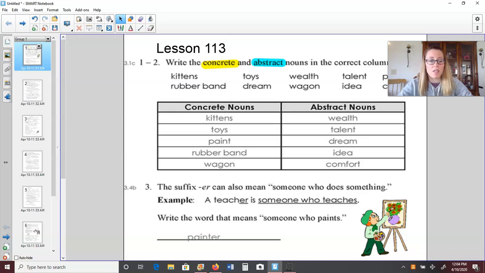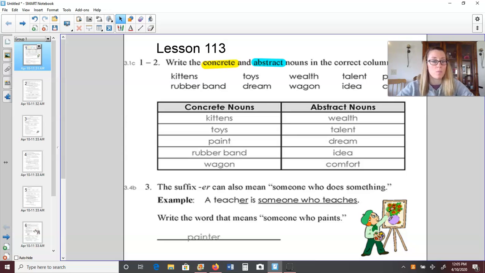So concrete nouns, once you have gone through and sorted them, the things that we can see, feel, touch, and hear would be kittens, toys, paint, rubber band, and a wagon. Those things are all a person, place, or thing. That's what a noun is. And these are all nouns that are concrete. We can physically feel them, see them, or touch them.